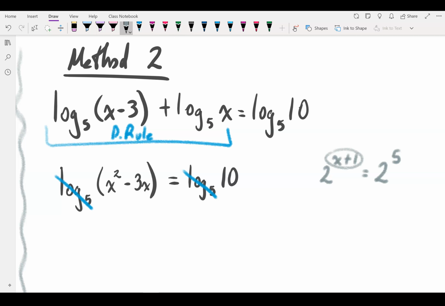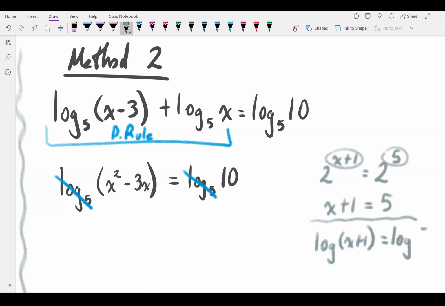So for example, if the bases are the same, you can essentially just think of it as being x plus 1 and 5. Well, the exact same thing would play out for logs. If we had log of x plus 1 equal to log of 5, because of the relationship between logs and exponents, just like you can cancel out the 2's and keep the rest, you can cancel out the logs and keep the rest. So just something to be aware of.